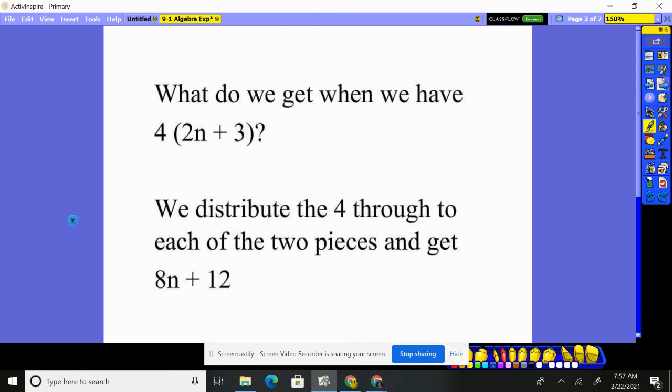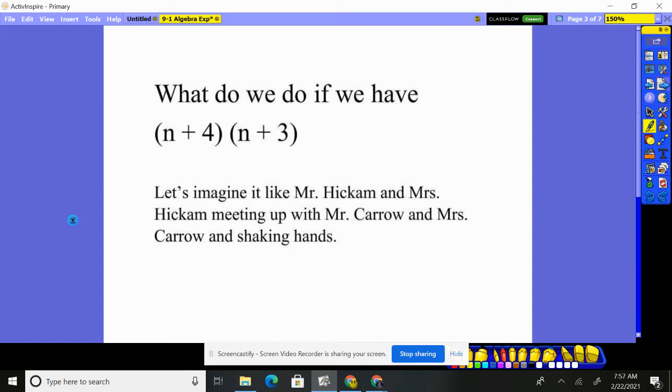Now, what do we get when we have 4 times 2n plus 3? Well, we distribute the 4 through to each of the 2 pieces. It gets multiplied through to both of the pieces, and that ends up giving us this answer of 8n plus 12. So we distributed the 4 through the parentheses. Well, what are we going to do if we have a quantity n plus 4 times the other quantity n plus 3? Now, what we're going to do is let's imagine it like Mr. Hickam and Mrs. Hickam meeting up with my buddy Mr. Caro and Mrs. Caro and shaking hands.